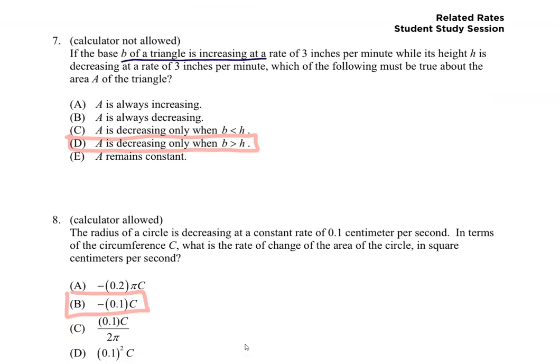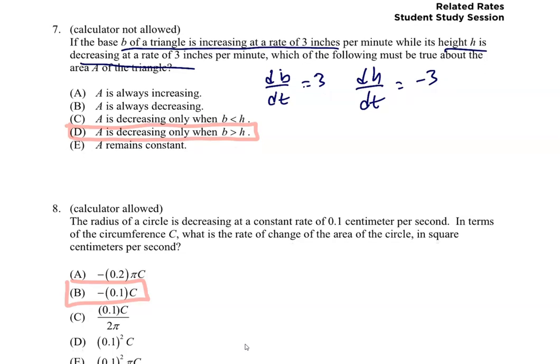The base of a triangle is increasing, so dB/dt is 3. The height is decreasing, dH/dt is -3. Which of the following must be true about the area? Oh, this was so tricky. I loved it. All right, check this out. You know the area of a triangle is 1/2 base times height. Yeah? Okay, so let's go dA/dt equals 1/2.